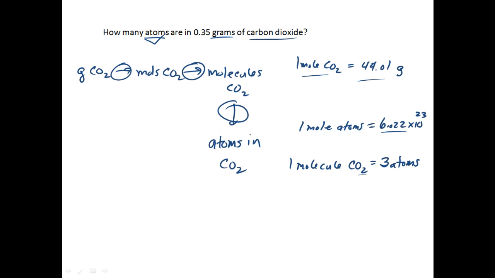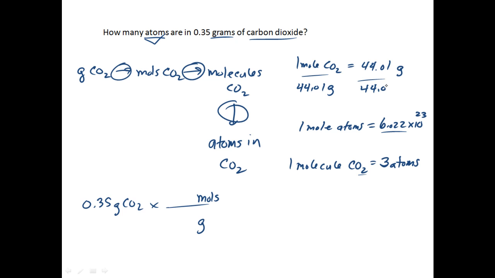So we're going to start with what's given, 0.35 grams of carbon dioxide. And the first thing we need to do is get rid of the grams and end up with moles of carbon dioxide. So we have moles per gram. Well, the only place we see that relationship is up here. We're taking this equality here, and we're actually dividing both sides by 44.01 grams.